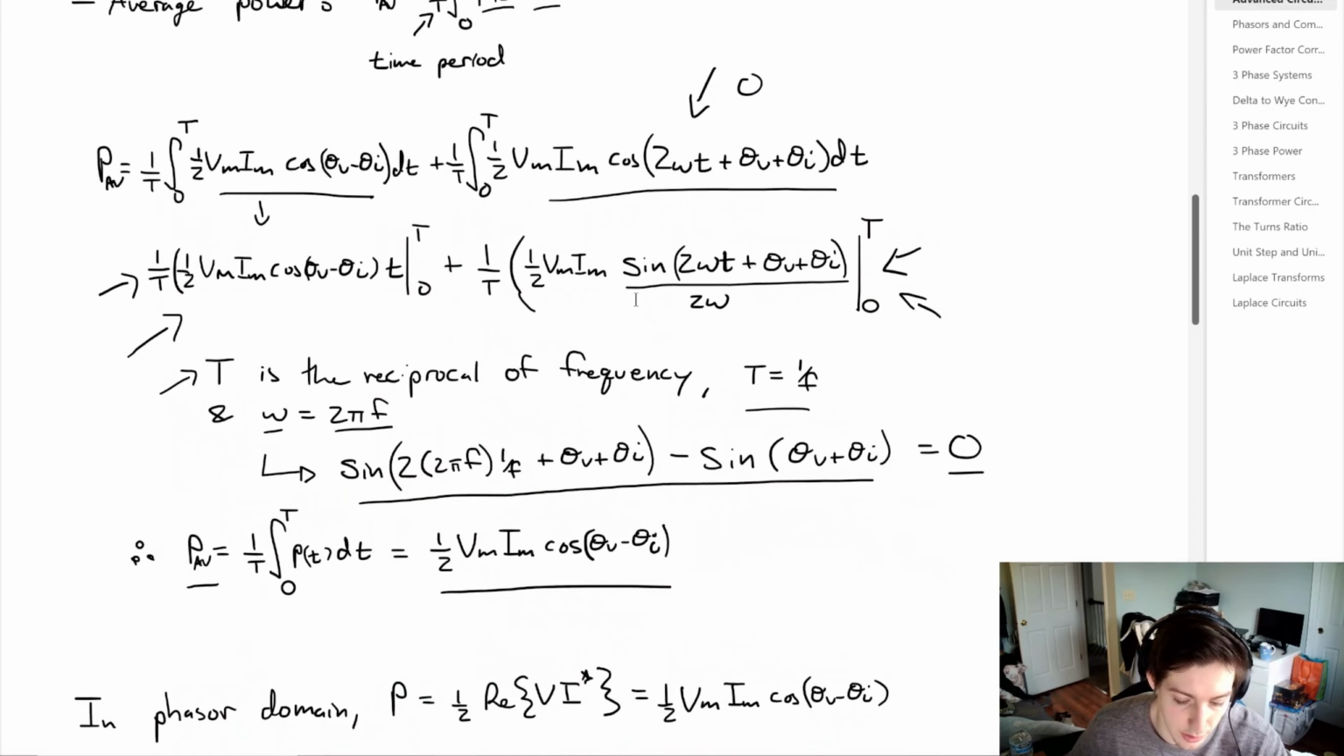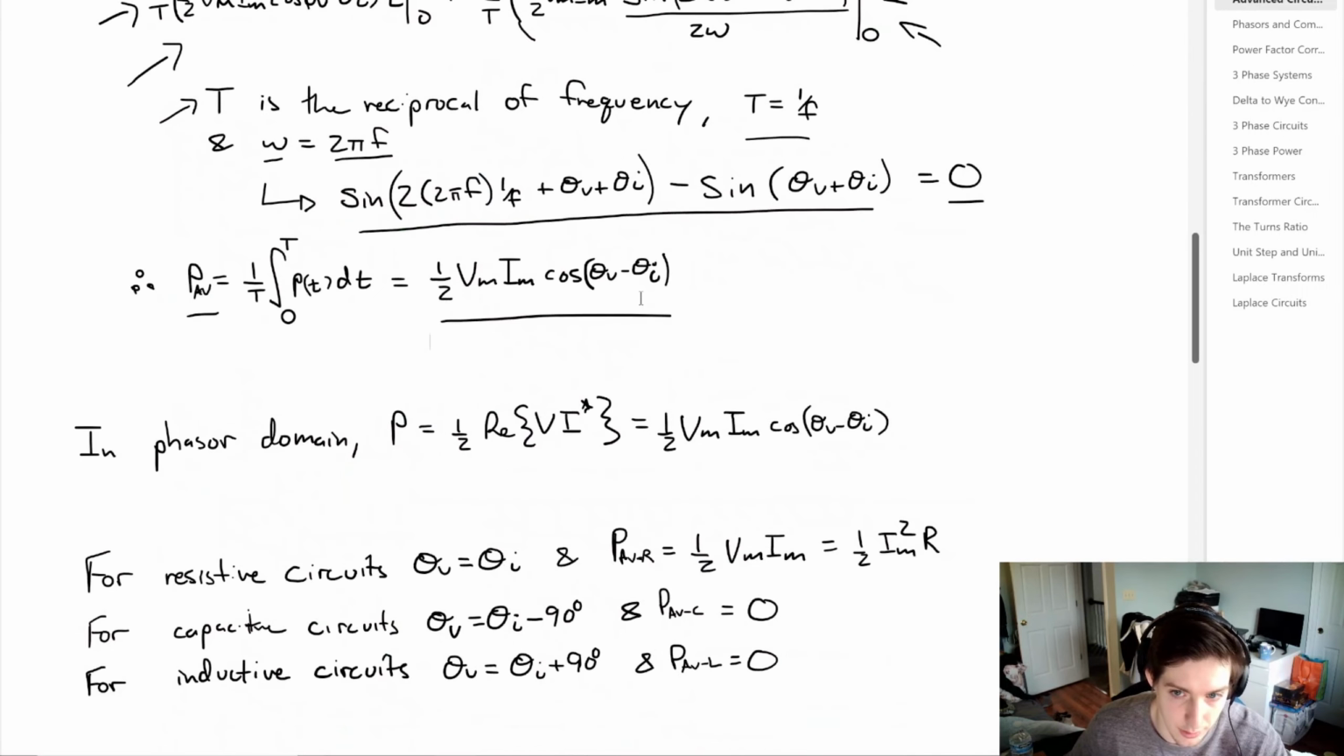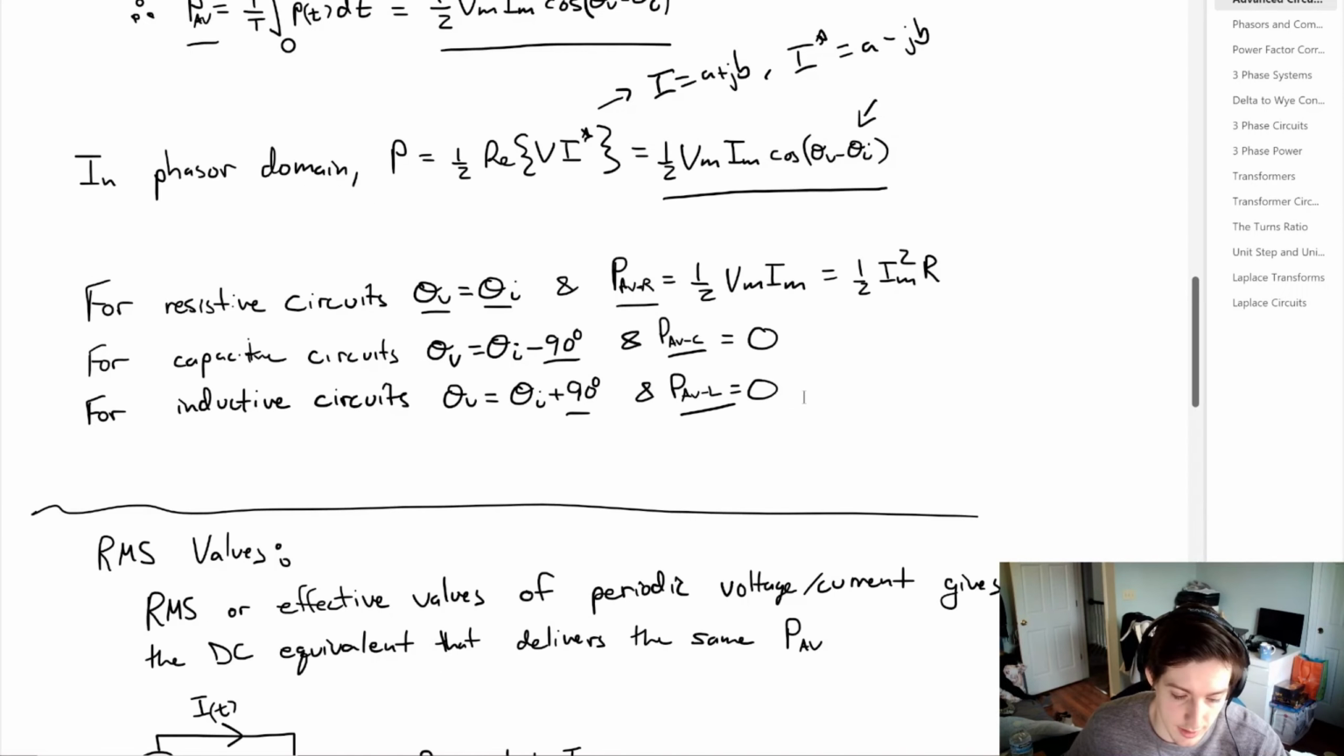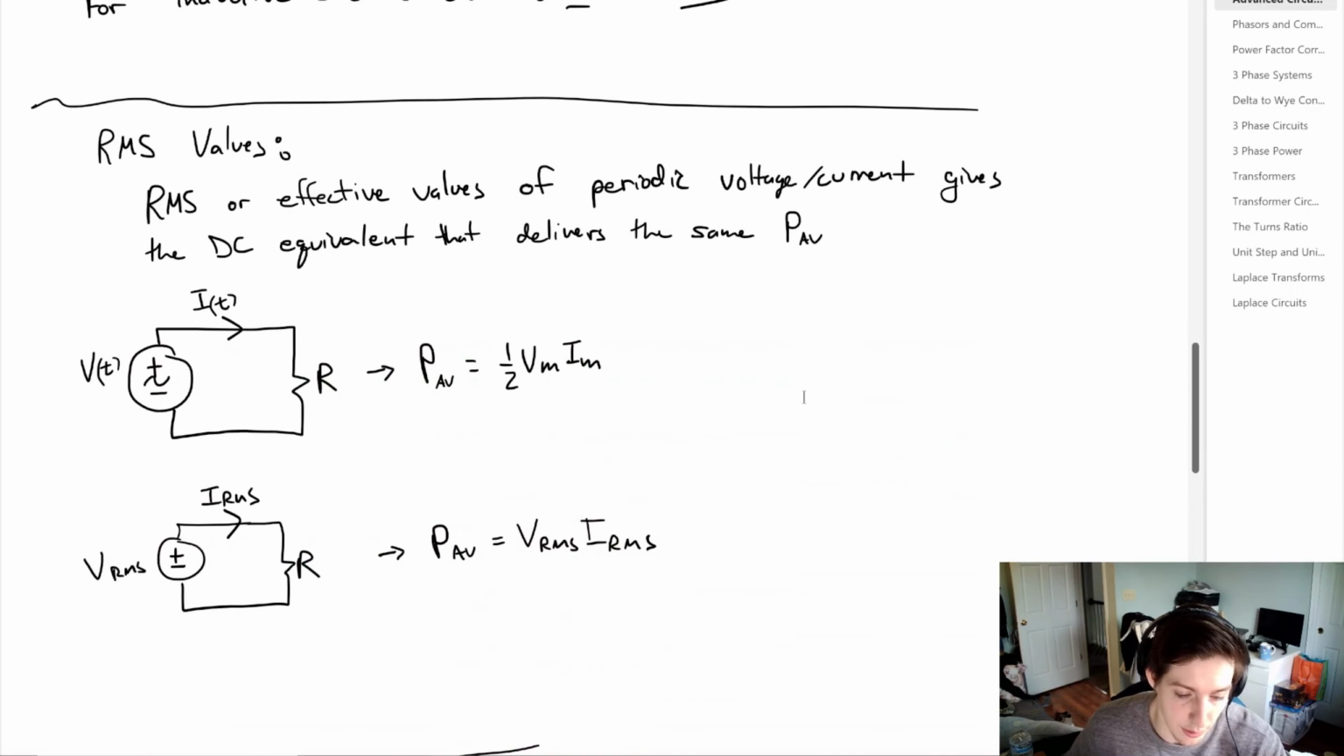We also introduced phasors in the circuit analysis course, and in the phasor domain, the power is given by 1/2 times the real part of the voltage multiplied by the conjugate of the current. Recall, if the current is given by some complex number, A plus jB, the conjugate is equal to A minus jB.